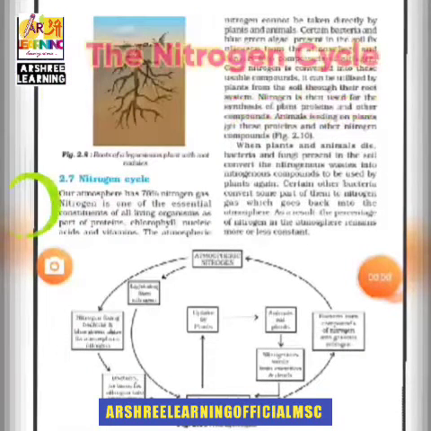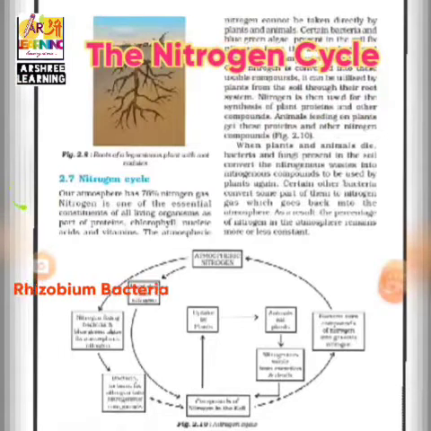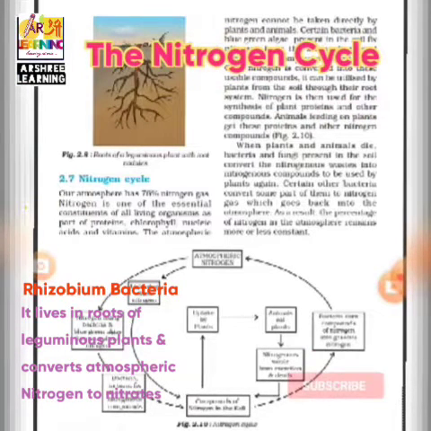The last portion of your book deals with nitrogen fixation. Nitrogen fixation you have read in previous class. It is done by bacteria, rhizobium bacteria, which live in the roots of some plants. So in the nitrogen cycle, the rhizobium bacteria's role is described.